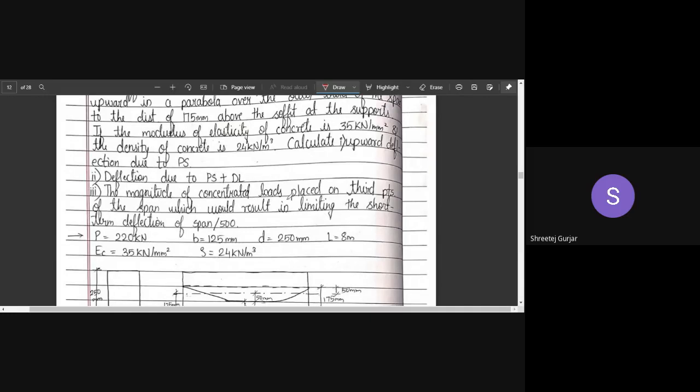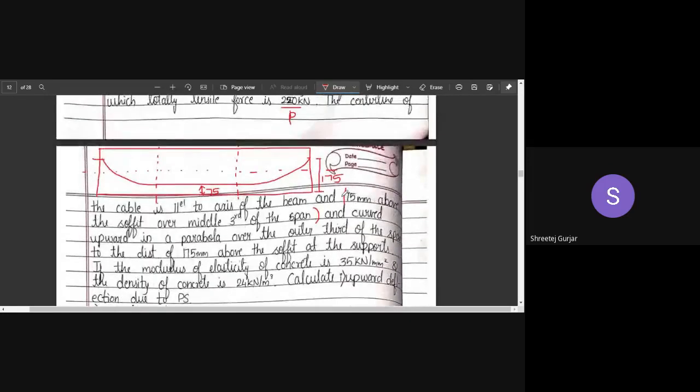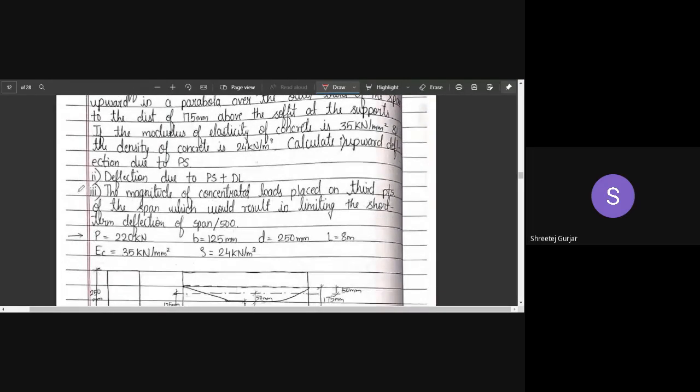And then the magnitude of concentrated load placed at the third points. The magnitude of the load meaning WL. WL we have to calculate if we keep 2 loads at these points. We have to find out this WL value. They have not given us this WL value. That is the last part of the question here.